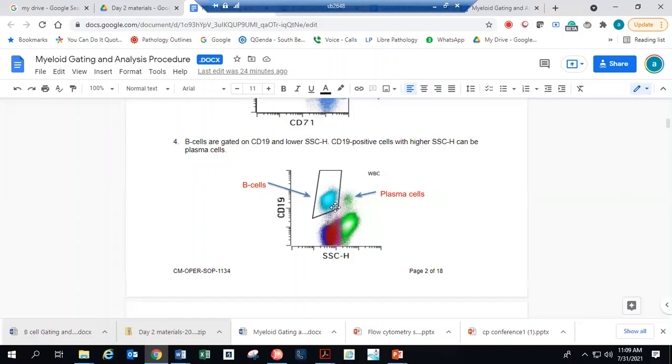And they're also showing that similar CD19 can also be present in the plasma cells. So normal plasma cells, if you remember, will have CD19, but when they become abnormal, as in case of myeloma, they lose CD19. So that's something that you have to remember. So CD19 will be positive in the normal plasma cells, and they will have higher side scatter than your normal B cells.